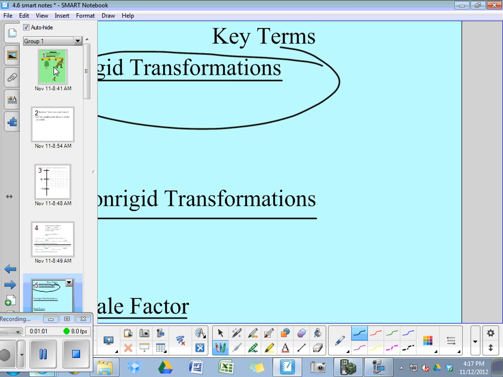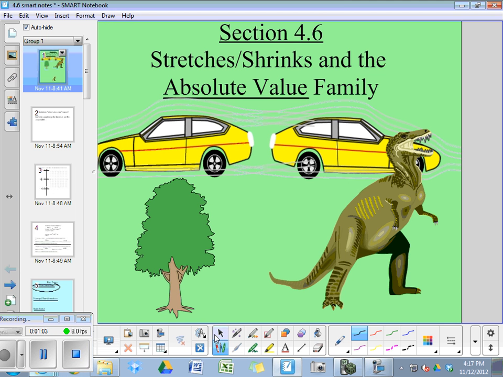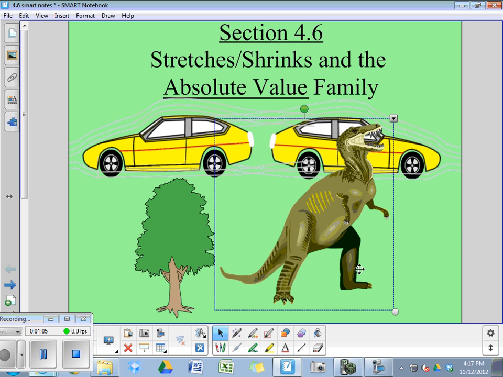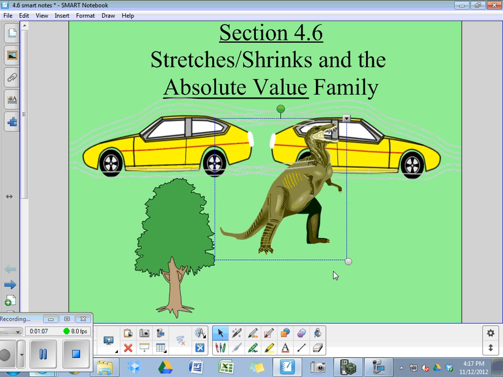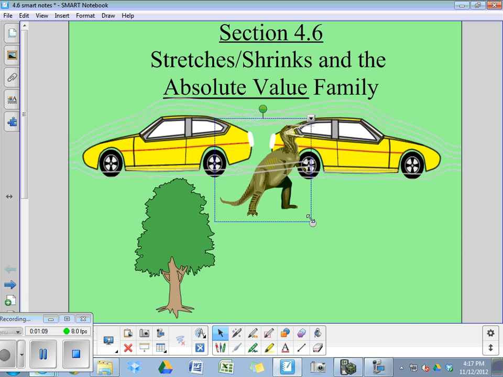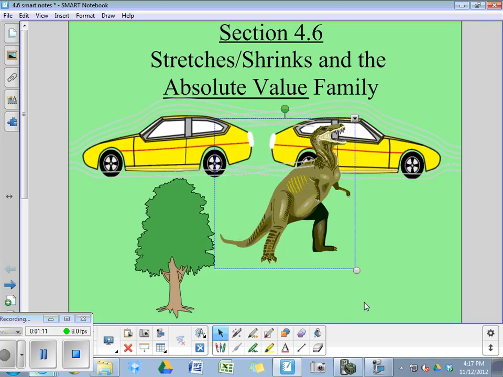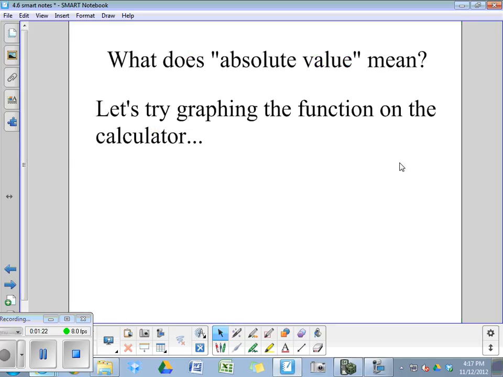Going back to that first page, now we have our first transformation. This is known as a dilation, where this dinosaur will get smaller or larger. So with the transformation known as a dilation, we finally are changing the size. And the way that we're going to explore dilations is through what's called the absolute value parent function.